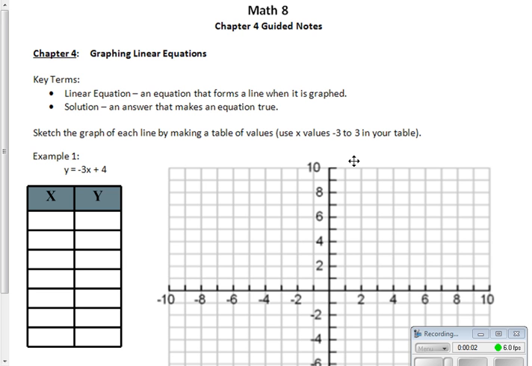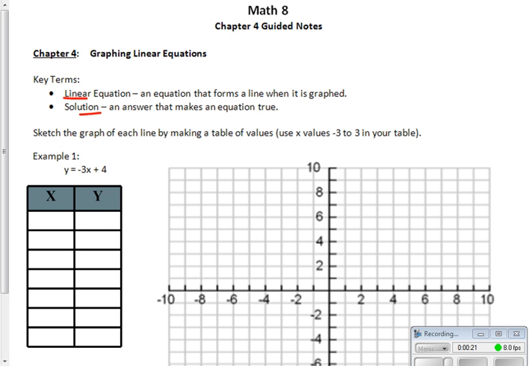Chapter 4, Lesson 1, Graphing Linear Equations. Two key terms. One, linear equation. Linear, remember we've talked about linear means straight. So a linear equation is an equation that forms a line when it is graphed. And remember, linear is straight, so this will be a straight line.